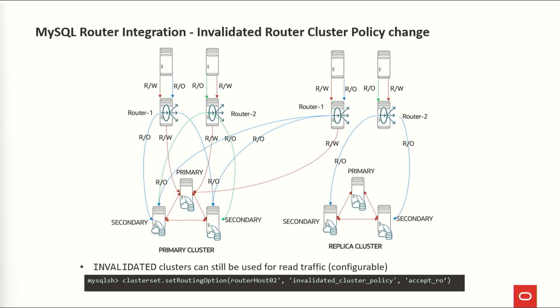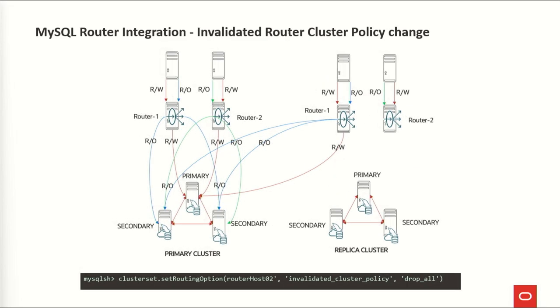So any read-only traffic from the application to router number two on the right will go to the cluster on the right, even though that cluster is no longer part of the cluster set, it is an invalidated cluster within the cluster set itself. But if we change the configuration to drop all, then even the read-only traffic will be blocked on router number two. So there is no read-write as well as read-only going to the invalidated cluster.